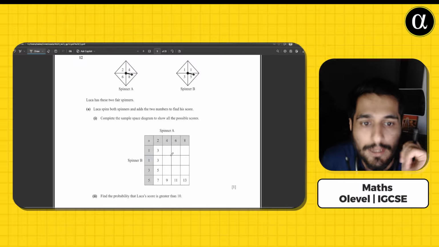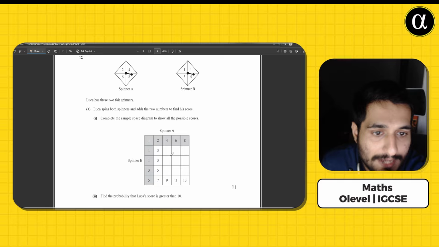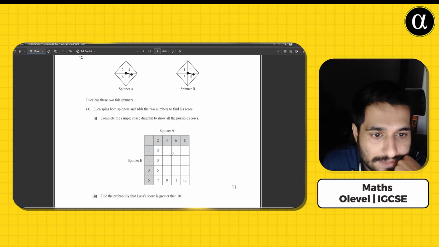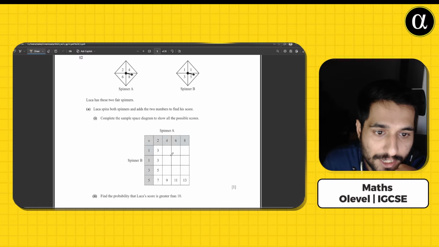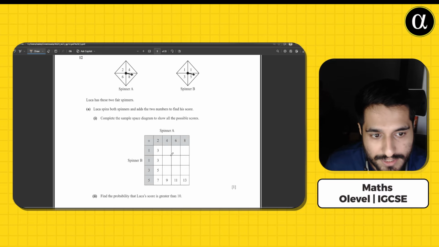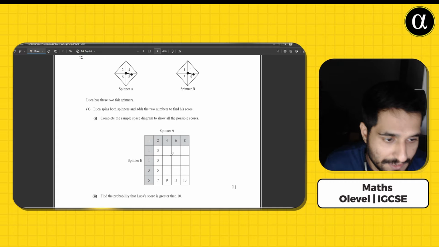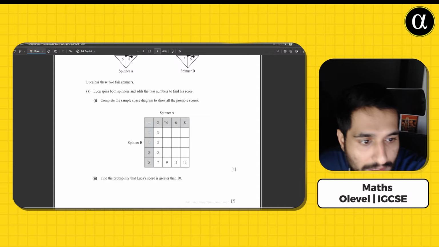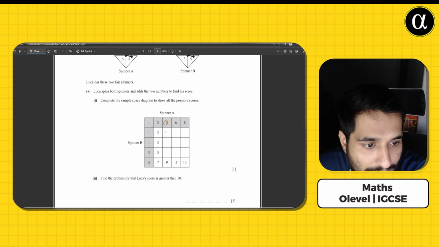Now, it says that this person has two fair spinners, spinner A and spinner B, and both spinners are spun, and then the two numbers are added together as the final score. Now, we are supposed to complete the sample space in the given diagram. Since the two numbers are being added, 4 and 1 added together gives us 5, 6 and 1 added together gives us 7, and 8 and 1 added together would give us 9.